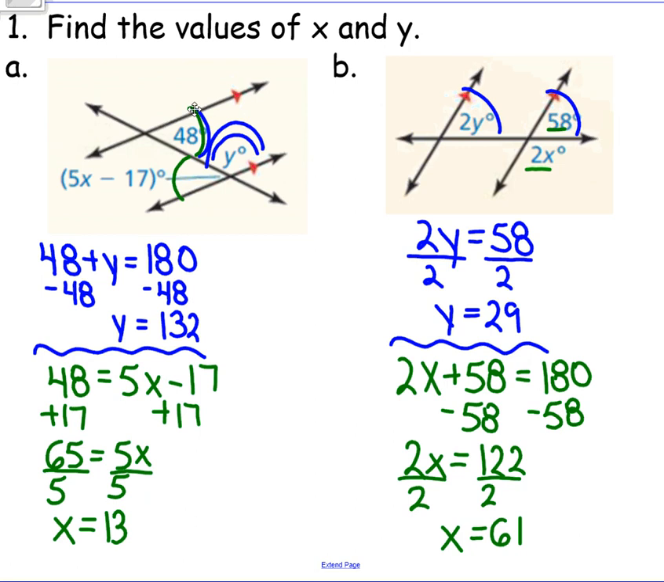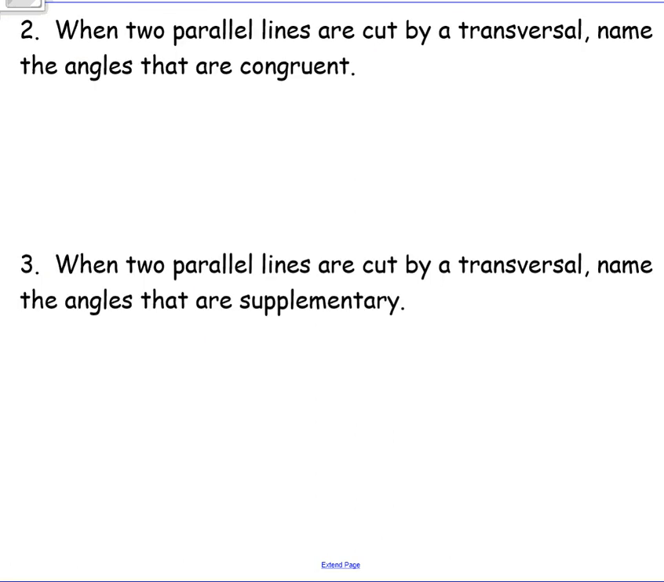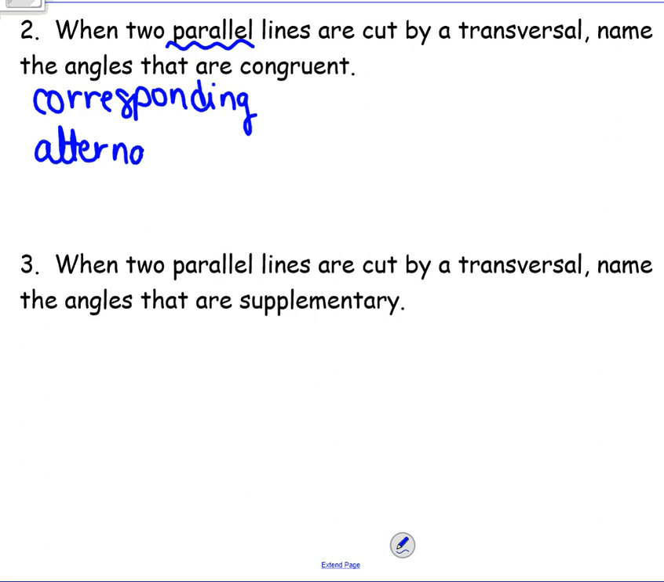Moving forward to problem number 2. In problem number 2, it says when two lines are cut by a transversal, and those two lines are parallel lines, name the angles that are congruent. There are actually 3 pairs of angles that are congruent. They are the corresponding angles. There are also the alternate interior angles. And finally, they are the alternate exterior angles.